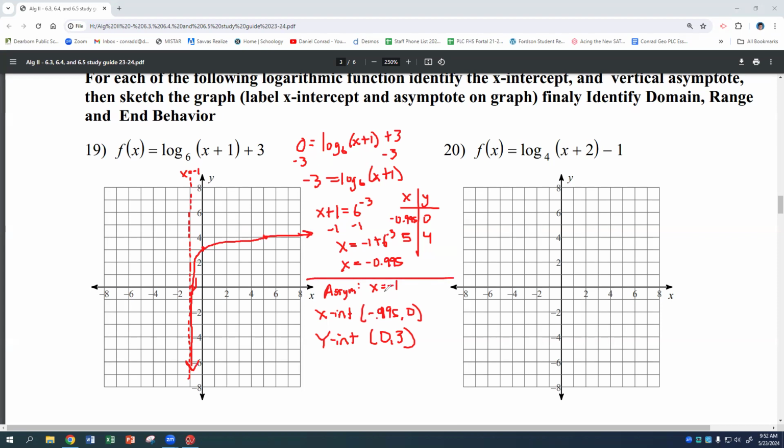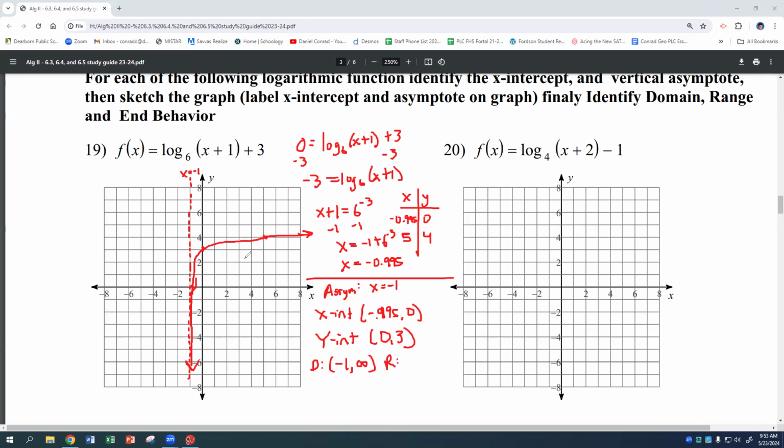Okay, so we got asymptote, we got x and y intercept. We want domain. Okay, so our domain, the farthest left we can go is we approach -1. We don't quite reach -1, but we approach it. So we're going to put a parenthesis, -1. And then we go all the way to the right, which is infinity. Our range, we go all the way down to -infinity, or we approach -infinity, right?